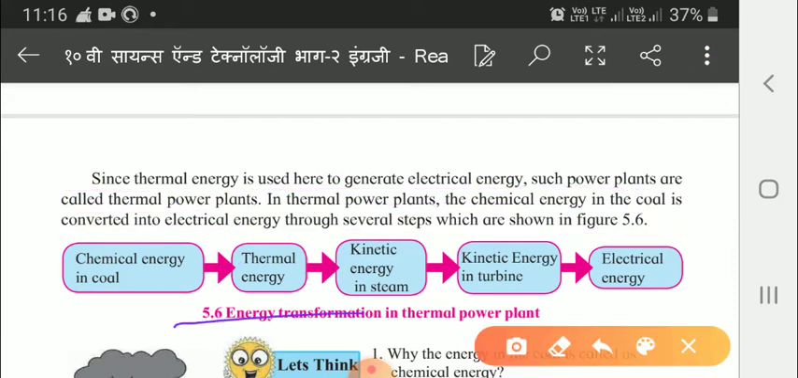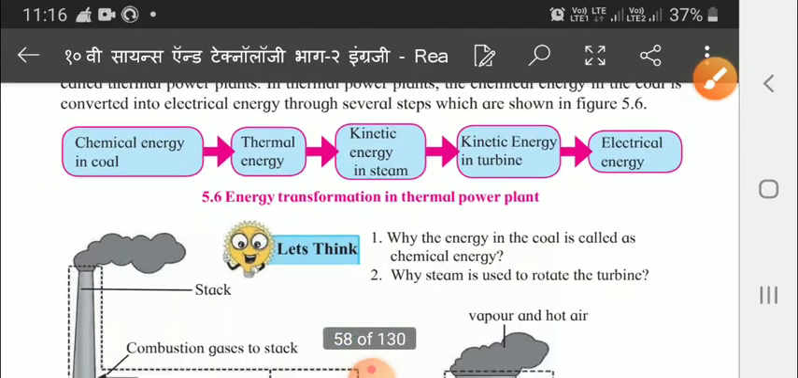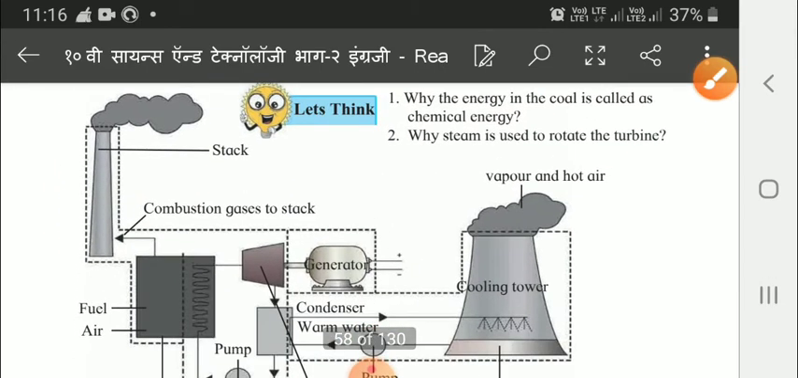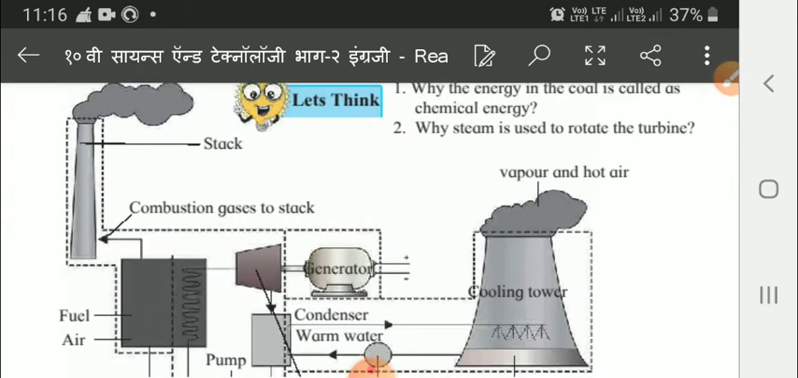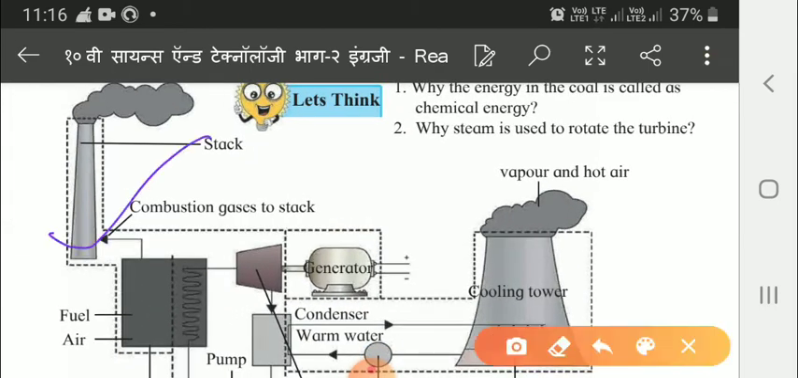So this is energy transformation in the thermal power plant. Now children, this is the diagram for that. I'll show you an animated figure so that you can understand in a better way, but this is the diagram. I'll first make you understand here.